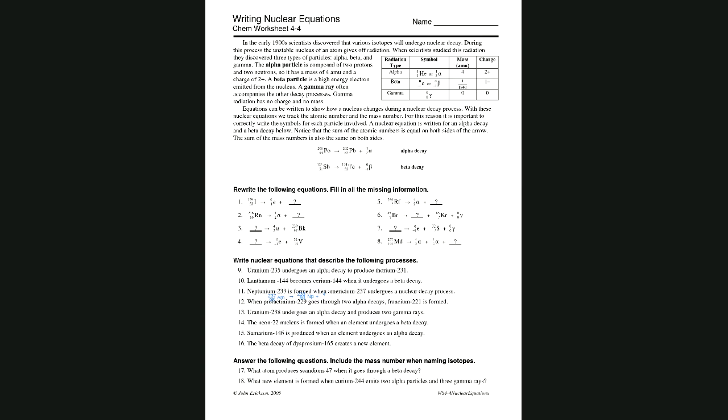But anyway, if you add 4 to 233, you get 237. Then we need to figure out, well, what do we add to 93 to make 95? And that's obviously going to be 2.